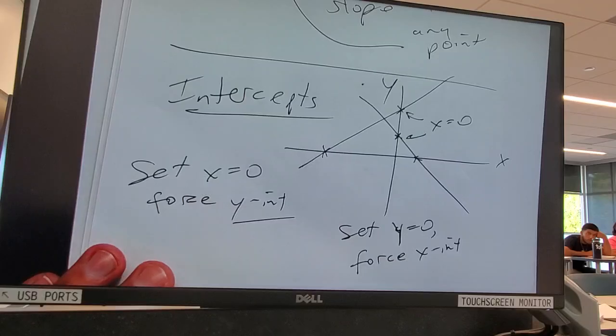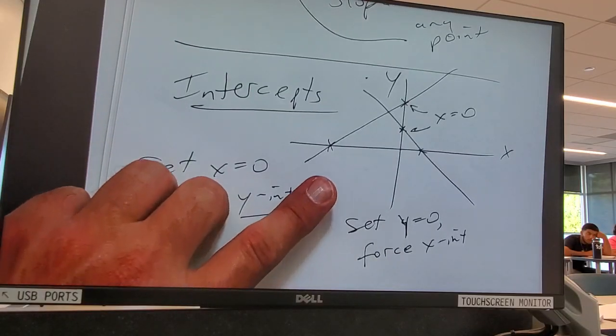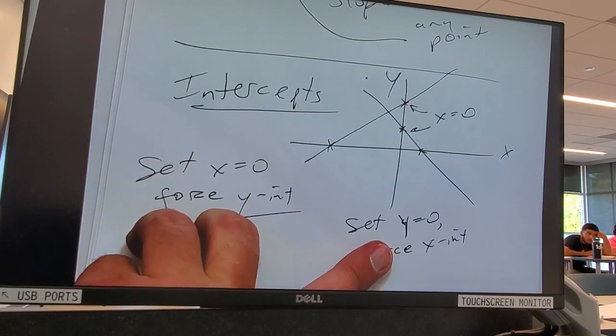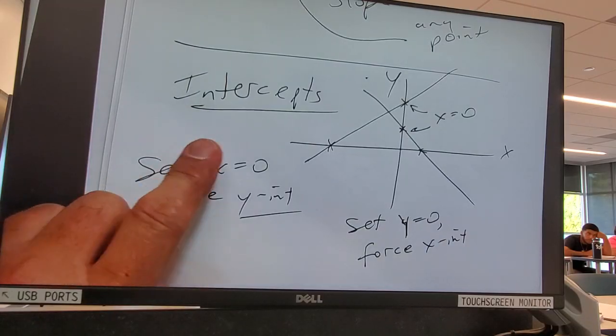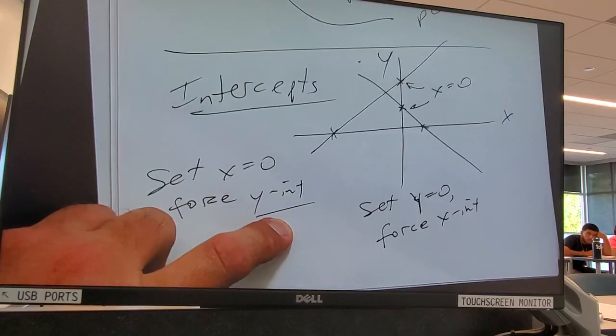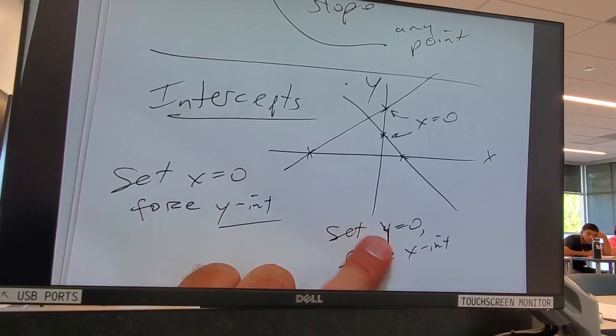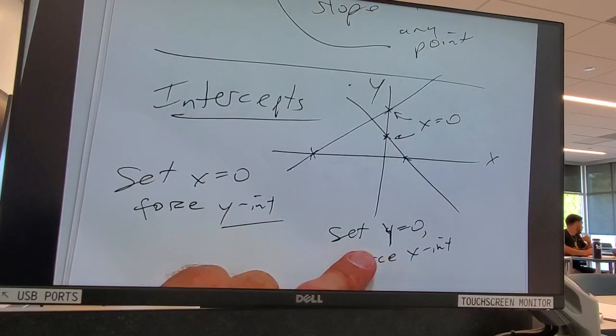I think I made the case pretty well that I'm a weird person. But I always think about it like this. I have this equation under the bright light, and I'm like, tell me where you hit the y-axis. So if I set x to 0, I'm forcing it to give me information. And if I set y to 0, I'm forcing it to give me this information.